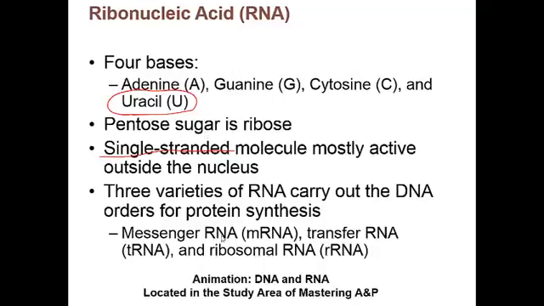The first type is called messenger RNA. And messenger RNA is going to be an exact copy of the DNA. There's also transfer RNA, which is going to be used for translation, or the ability to actually synthesize a protein. So this would be protein synthesis.